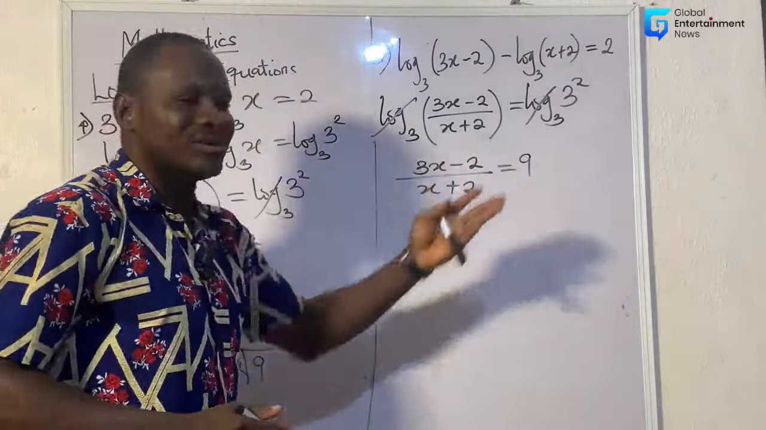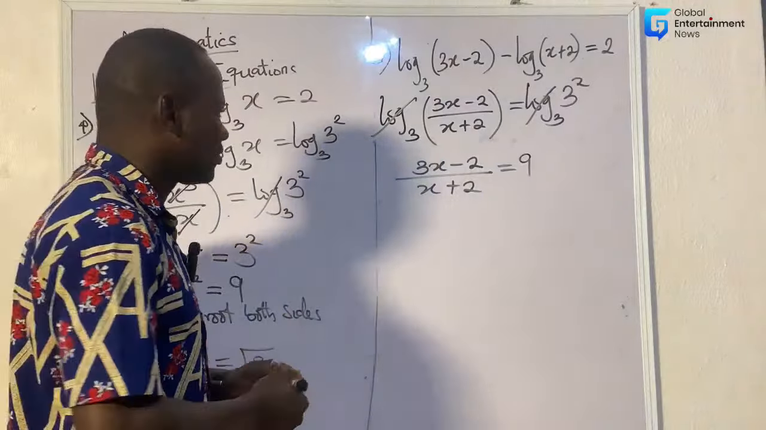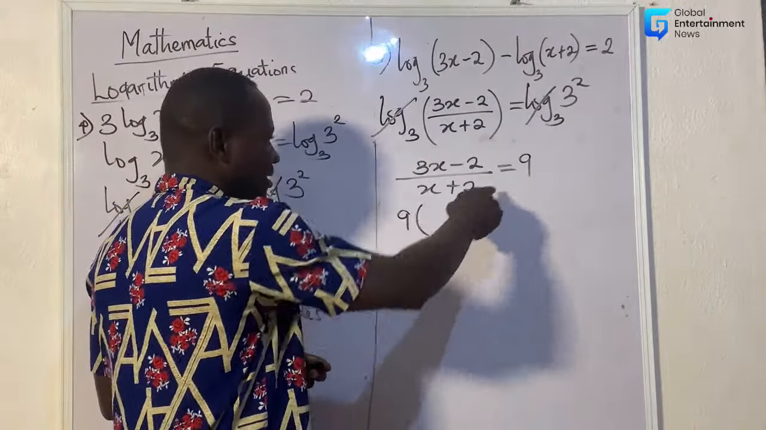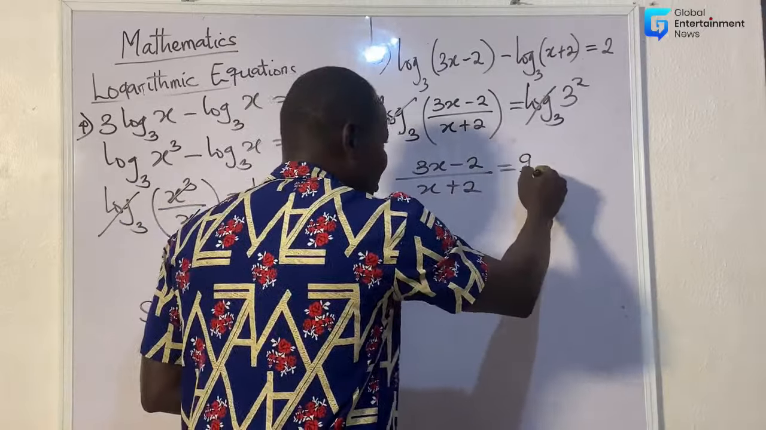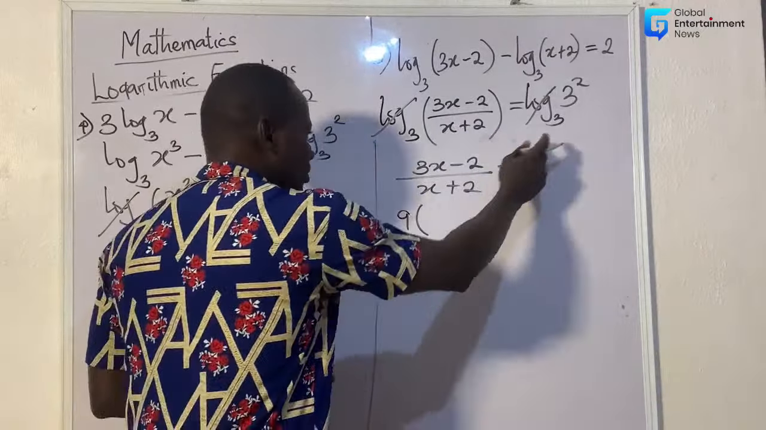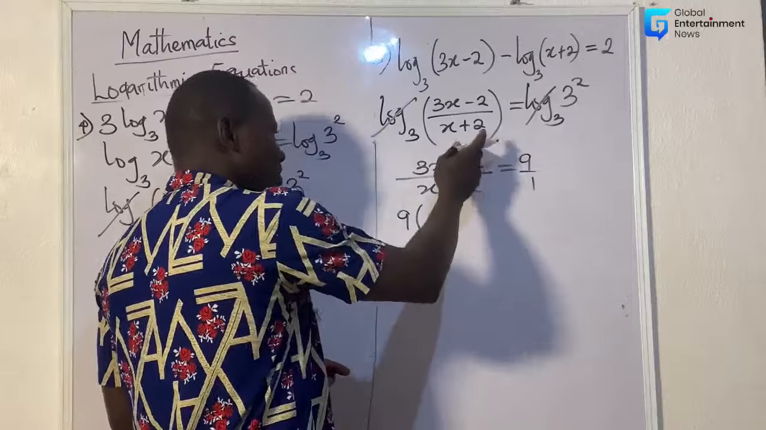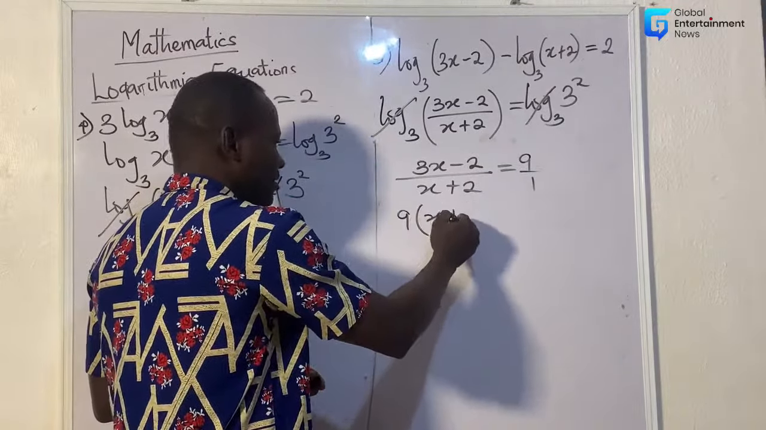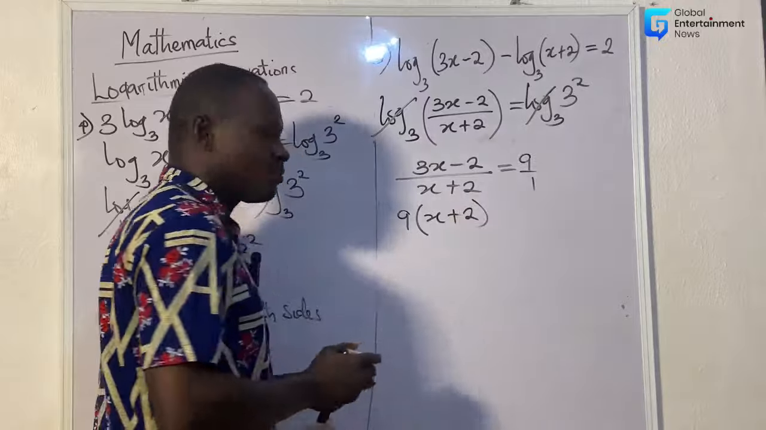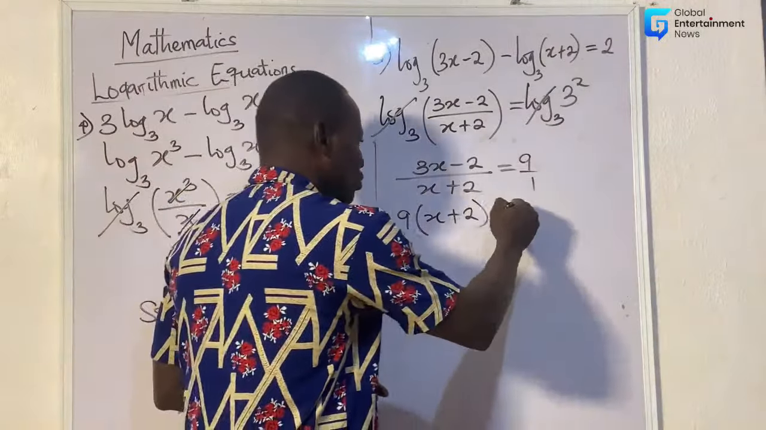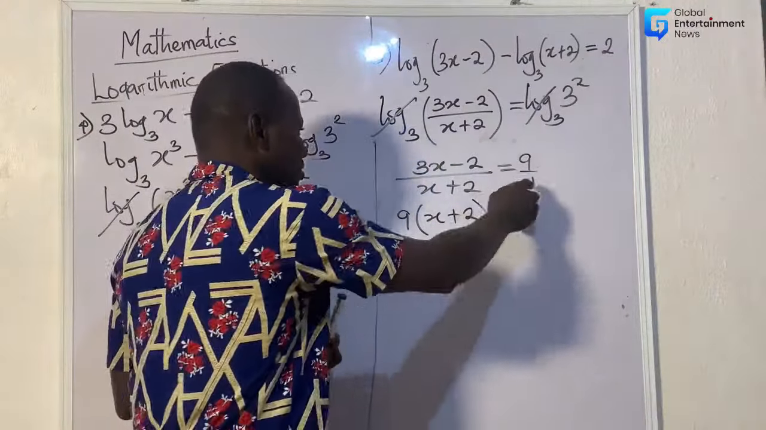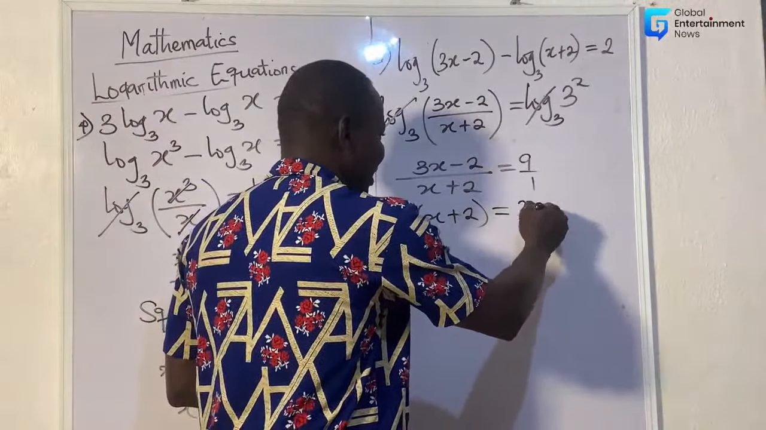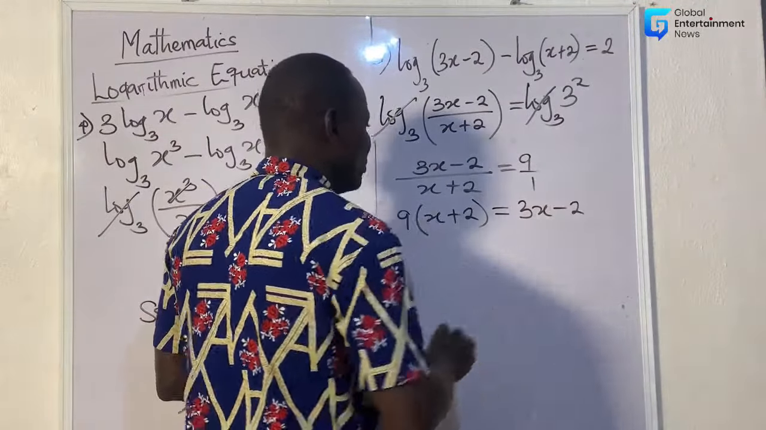Now, let's cross multiply. So what we have here now is 9 into bracket. You know, this one is all over 1. This will multiply this. So 9 into bracket x plus 2 is equal to 1 times all these terms, will give us the same thing, that is 3x minus 2.